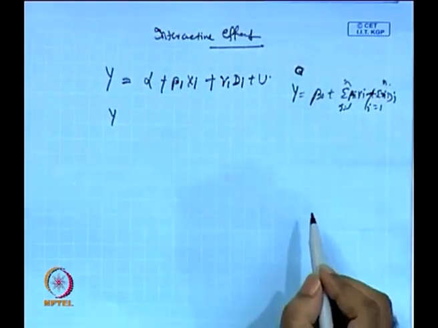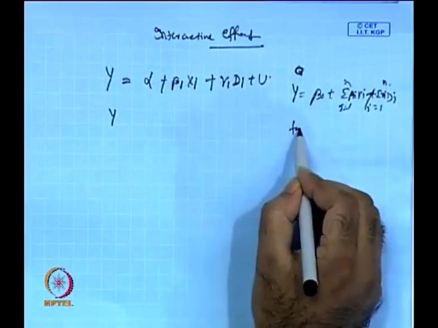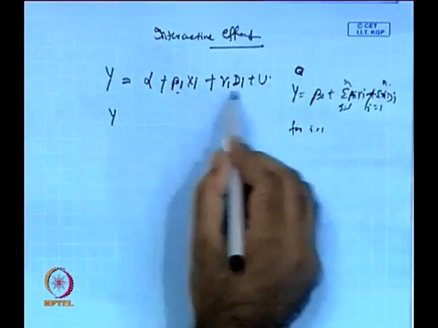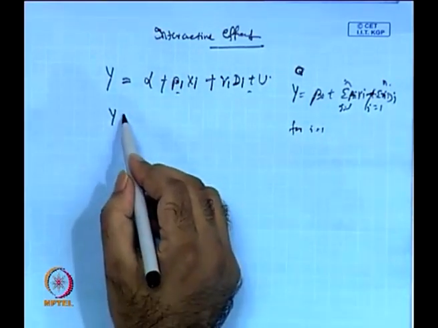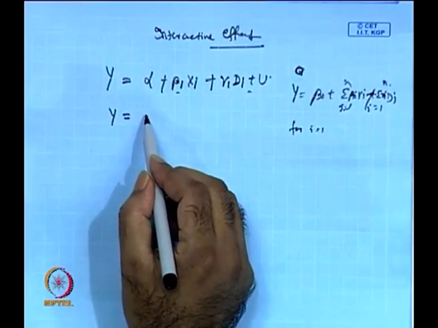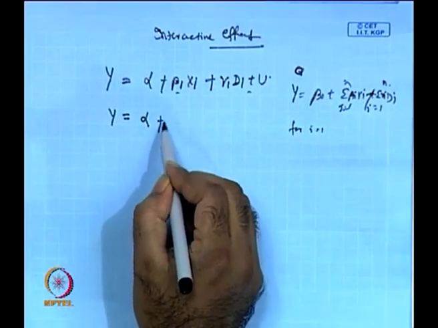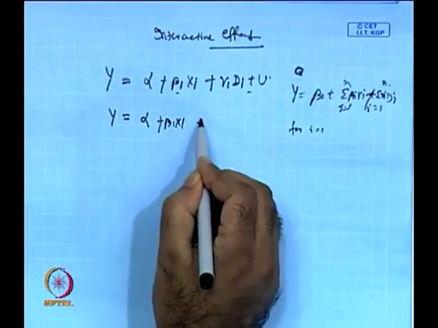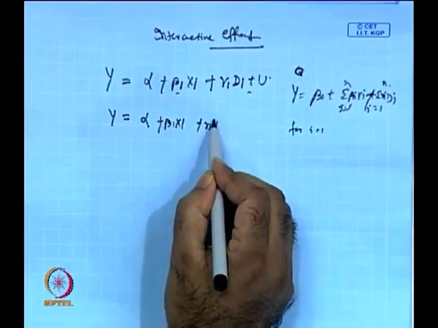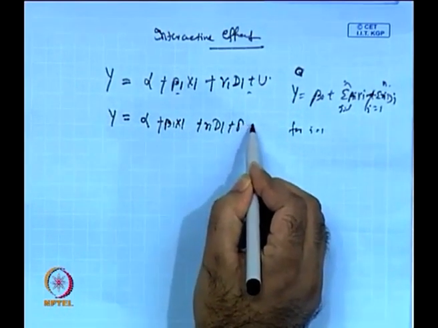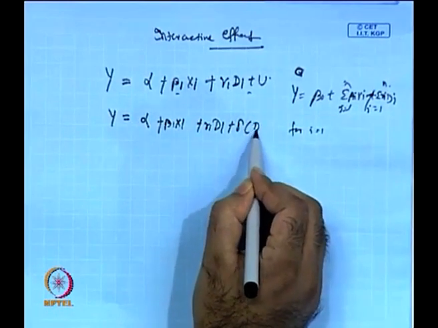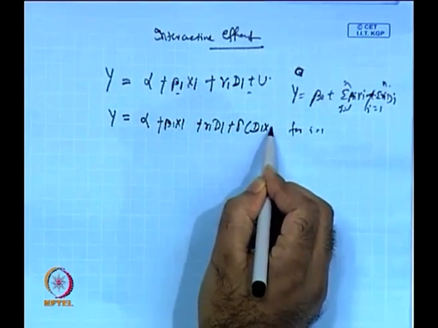Now for i equal to 1, obviously this is the setup. So, so far as the interactive effect is concerned, I will take it like this: alpha plus beta 1 x 1 plus gamma 1 d 1 plus delta into d 1 x 1. This is called an interactive effect.